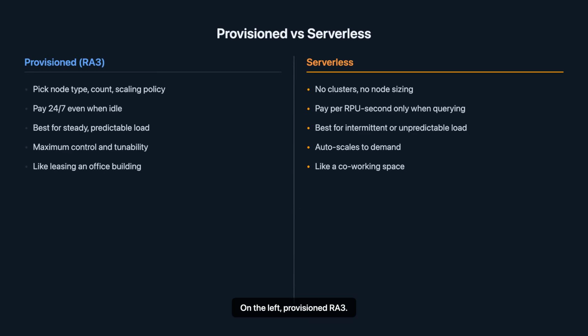On the left, provisioned RA3. You pick node types, you pick the count, you configure scaling, and you pay around the clock whether you're querying or not. That's the right choice when your load is steady and predictable and you want maximum control. It's like leasing an office building. On the right, serverless. No clusters to size, no scaling policy to set. You pay per RPU-second and only when queries are actually running. That's the right choice for intermittent or unpredictable workloads, like a co-working space where you only pay when someone shows up to work.